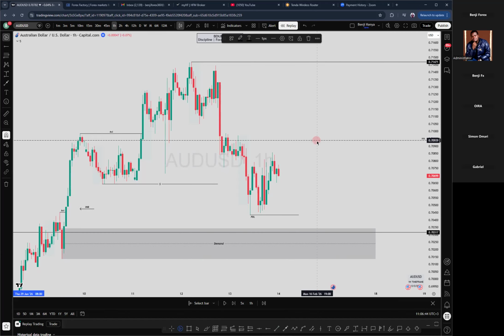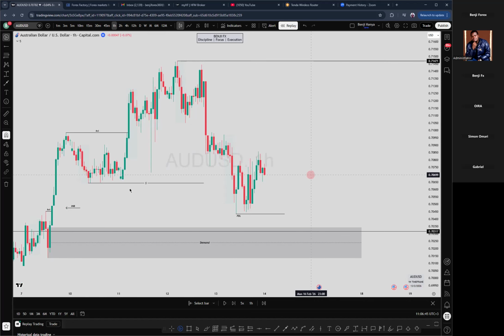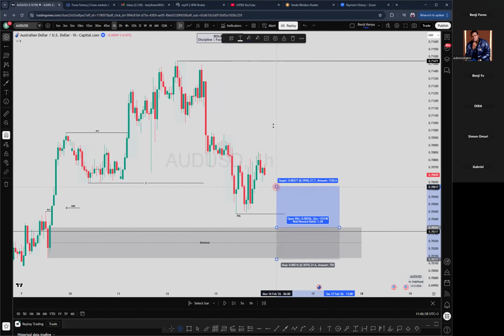Let me delete this for now. All right, this is the inducement zone. This is our previous day low. So we waited for this setup to play out. Then we're going to have our entry there, then our stop loss just below our entry. Then what are we targeting? This high that is here.